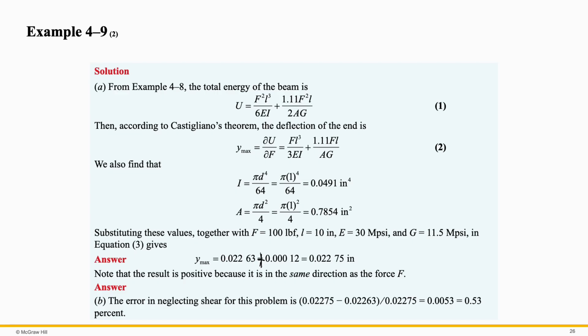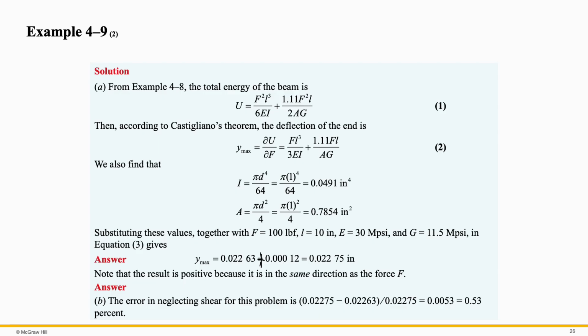The maximum deflection is equal to 0.02263 plus 0.00012. I would like to underline that the first term in the maximum deflection is the deflection due to bending, and the second term is the deflection due to transverse shear. As you can see, the transverse shear produces a smaller deflection value, and the total maximum deflection at the end of this beam is equal to 0.02275 inches. Now let's analyze part B.